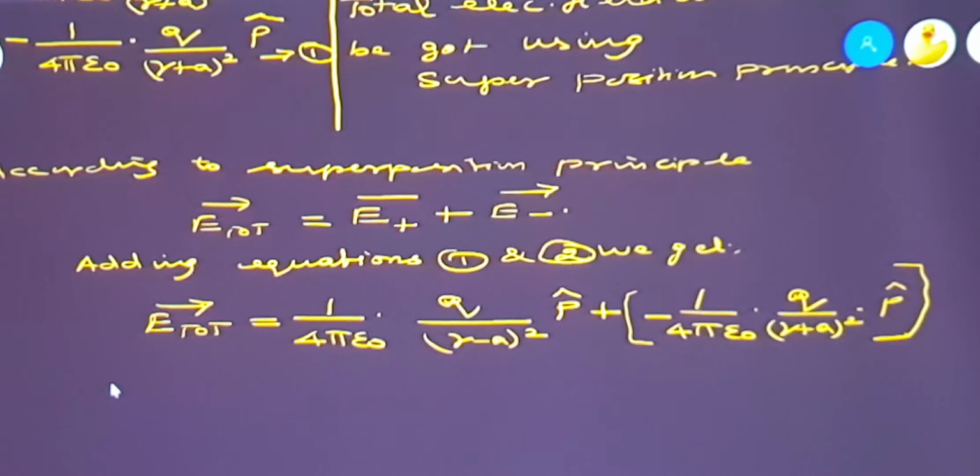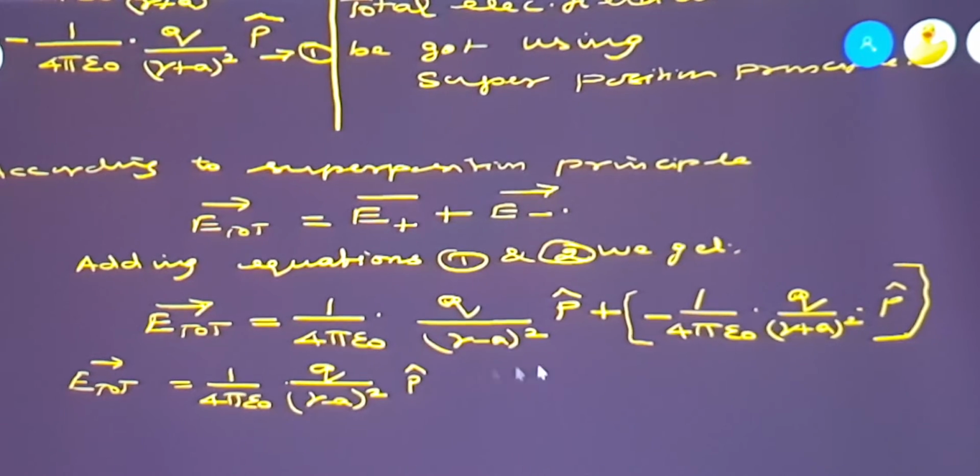Now simplifying, how can I get the answer? See, E total vector is equal to 1 divided by 4 pi epsilon 0 q divided by r minus a the whole square p cap, plus, here you are having minus, so minus of again 1 by 4 pi epsilon 0 q divided by r plus a the whole square into p cap.